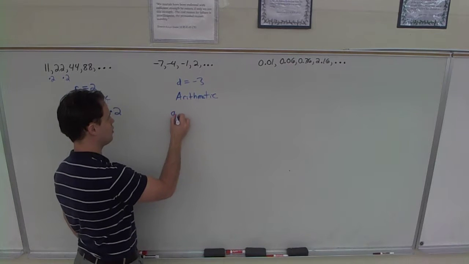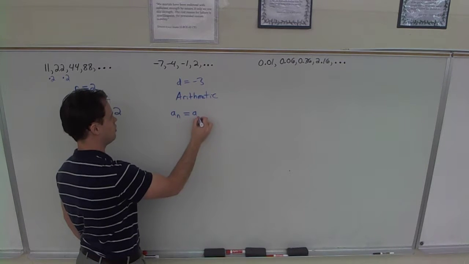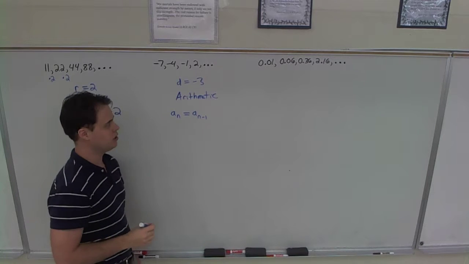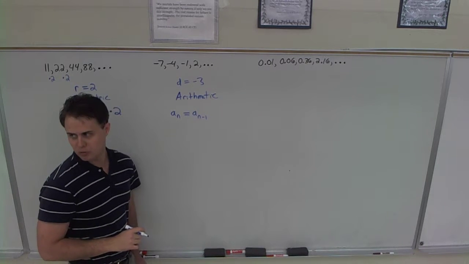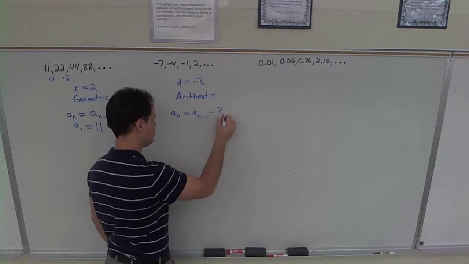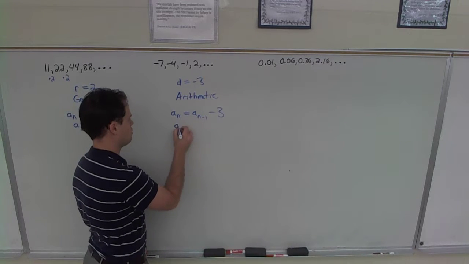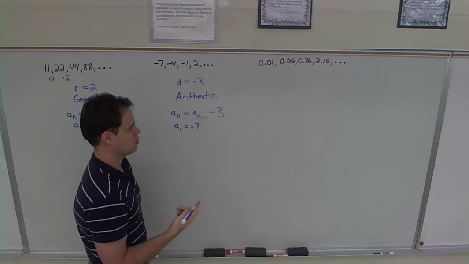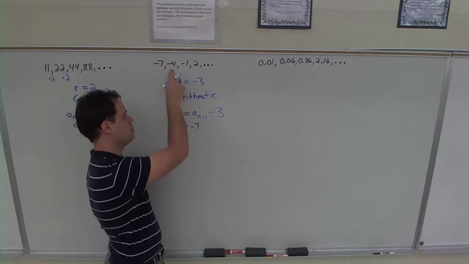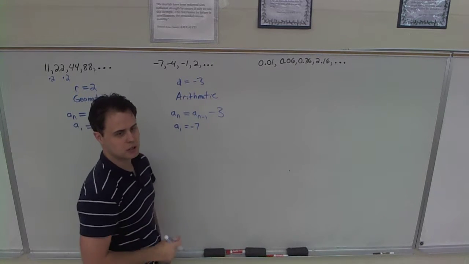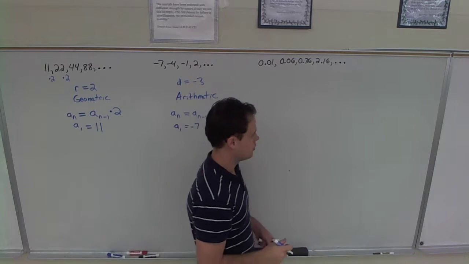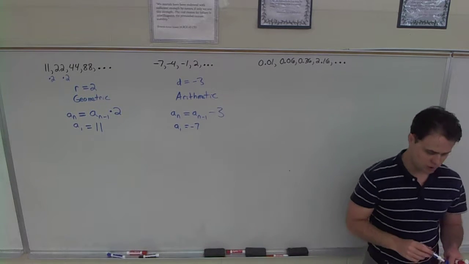So recursively, the current thing is going to be the thing before it, a sub n minus 1. And what are we going to do to the thing before it? Subtract 3. It's not like it's rocket science or anything, yeah? First term is, of course, negative 7. So we'd subtract 3 from that to get this. Do it again, however many times we need to. All right. Next one is a little more interesting, I thought.